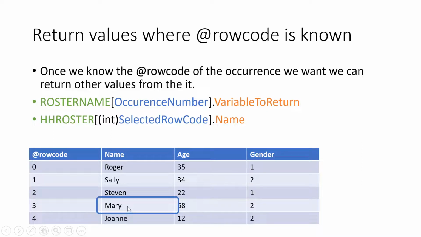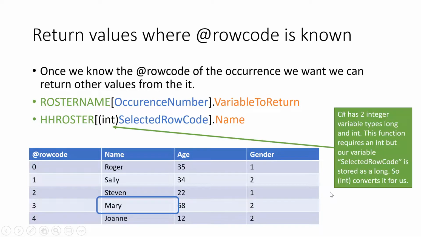Mary. Now you might be wondering about this little piece of code which I've snuck in here, int in parentheses. The reason for this is that C# has 2 types of variables which can hold integers. These are called long and int. Essentially, long holds really big numbers and int holds slightly less big numbers. In Survey Solutions, our variable type only gives us a long to hold integers in. But some pieces of code require them to be formatted as an int.